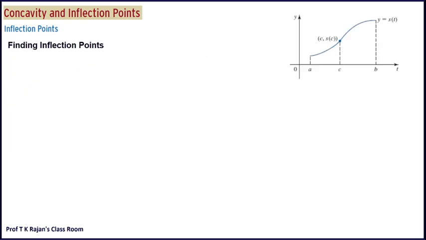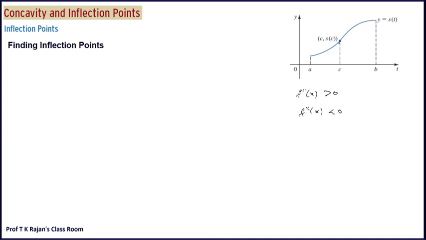Now how do we determine the point of inflection? Suppose C is a point of inflection of the curve, and assume that the curve changes from concave upward to concave downward. We know if in an interval, say AC, the curve is concave upward, its second derivative f double dash x is greater than 0. Similarly, if the curve is concave downward in an interval CB, there f double dash x is less than 0. So in the interval AC, f double dash x is greater than 0, and in the interval CB, f double dash x is less than 0.